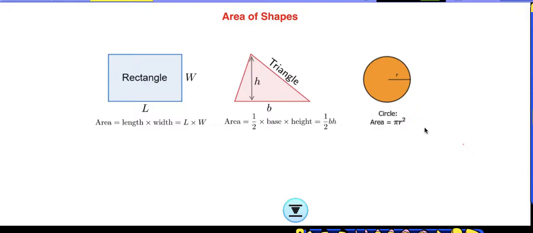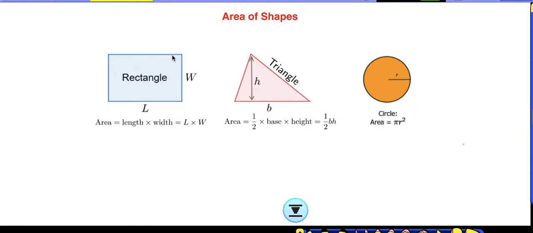Since we just finished Unit 7, today we are going to start Unit 8. In this unit, we are going to introduce some information regarding 3D objects, such as cylinder, cone, or rectangular prism. To have a pretty good foundation for that, today we are going to review the area of shapes. In this unit, we are going to use a lot of rectangle, triangle, and circle. Everyone probably still remembers this topic.